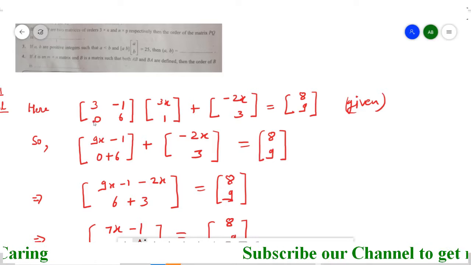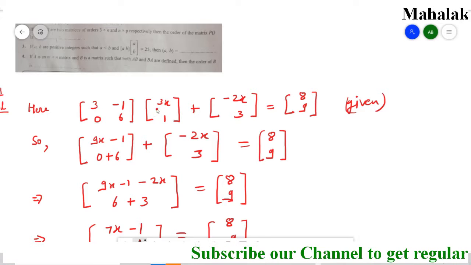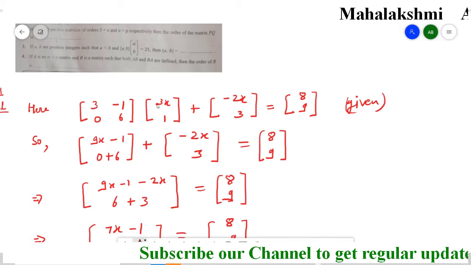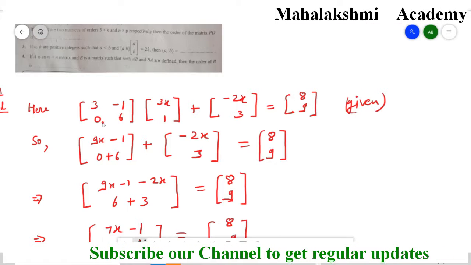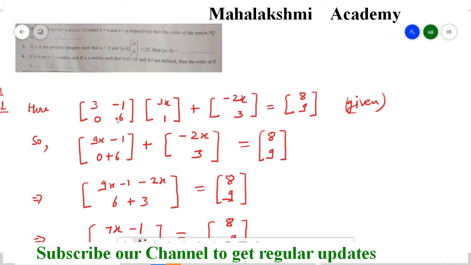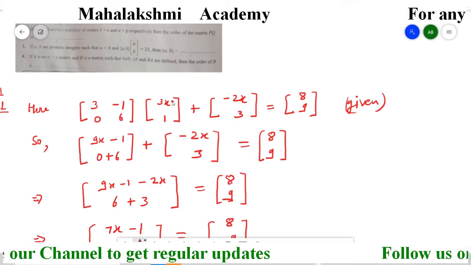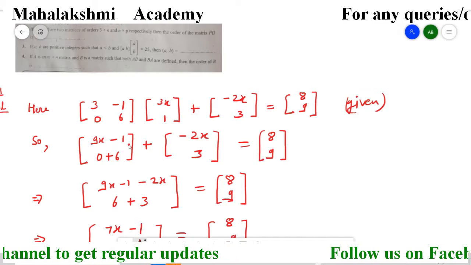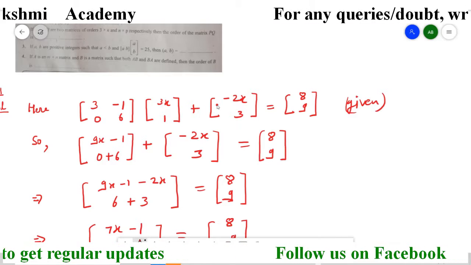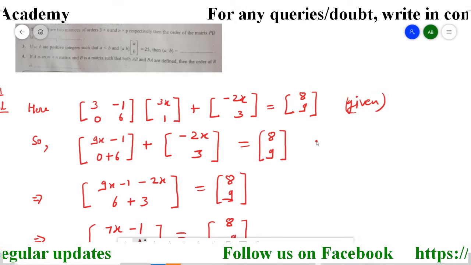Now we'll start from the second row. So second row multiplied by the first column. We have 3x multiplied by 0, that will give us 0, and 6 multiplied by 1 is 6. Now for the second row, there is no further column in the second matrix, so this product is completed here, and the remaining matrix I wrote as it is.